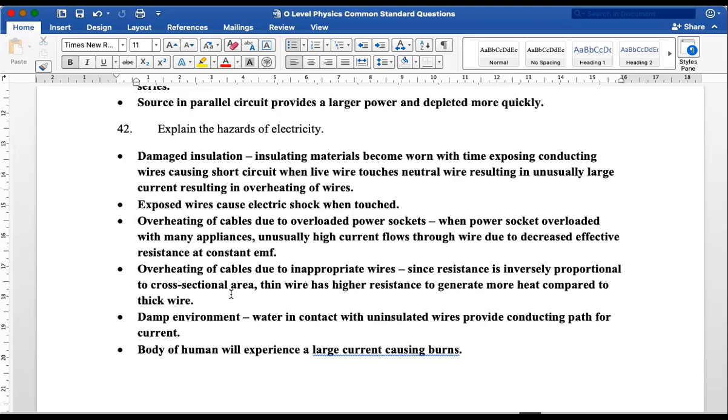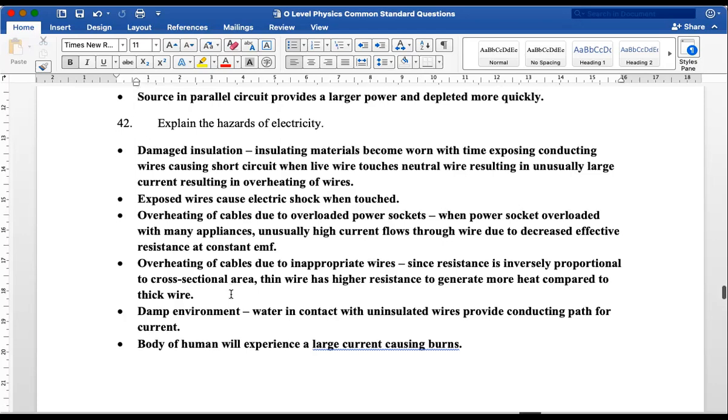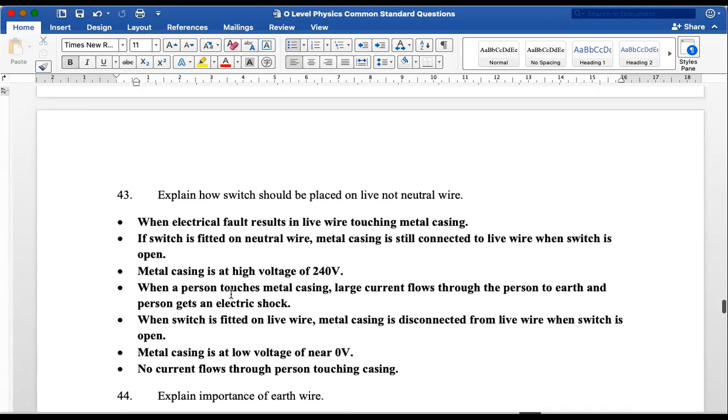Then the environment. Water in contact with uninsulated wires provides a conducting path for current. The human body will experience a large current causing burns.